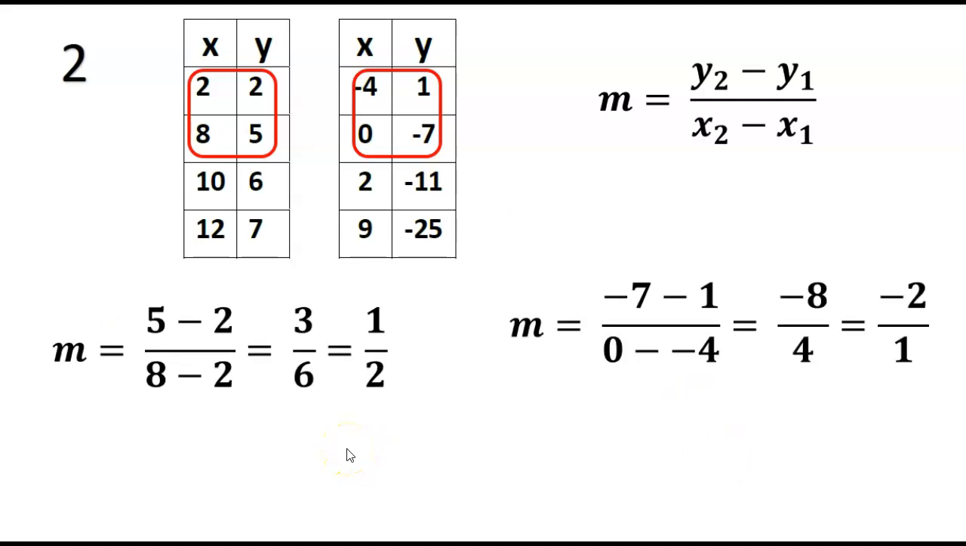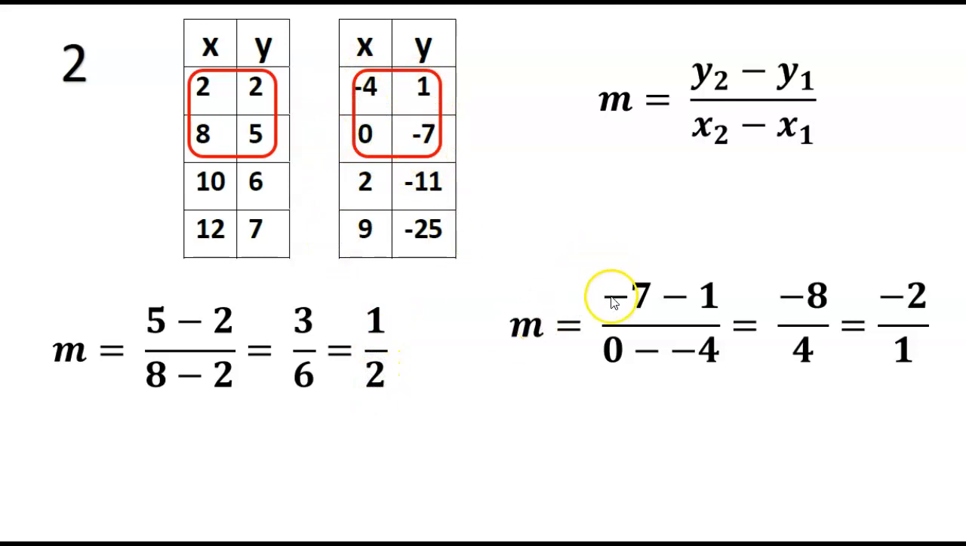To find the slope of a table, you use the slope formula. I have chosen to use these 2 points in the first table. 5 subtract 2 is 3. 8 subtract 2 is 6. And 3 over 6 reduces to 1/2. So you plug the numbers in the formula, subtract, reduce to lowest terms.